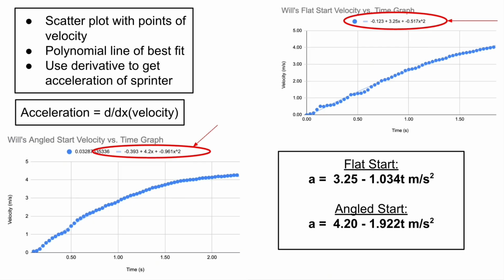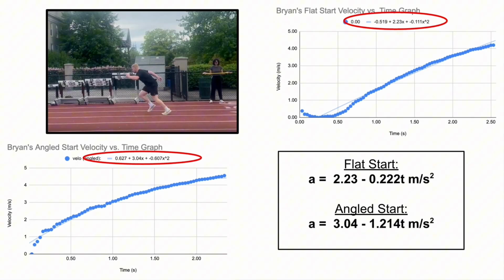Taking these scatter plots, you can create your line of best fit, and the equations are both circled here on top. You just take the derivative of your velocity equation in order to get that acceleration. And you can see that Will's angled start had a faster acceleration, with his flat start acceleration being 3.25 minus 1.034 times time, meters per second squared, and his angled start was 4.20 minus 1.922 times time, meters per second squared.